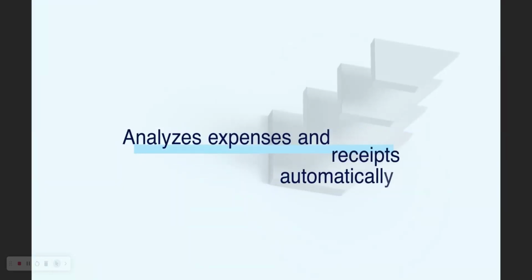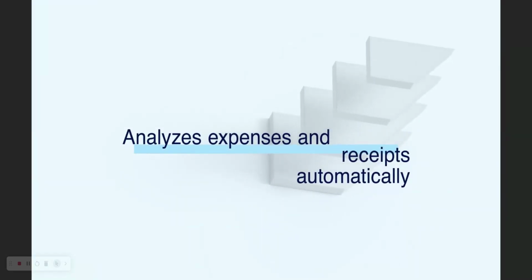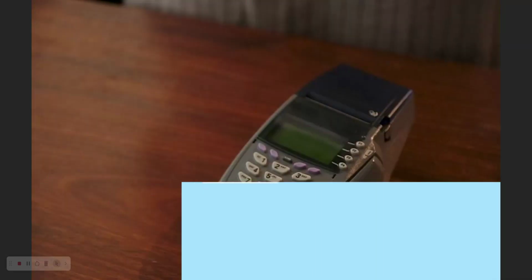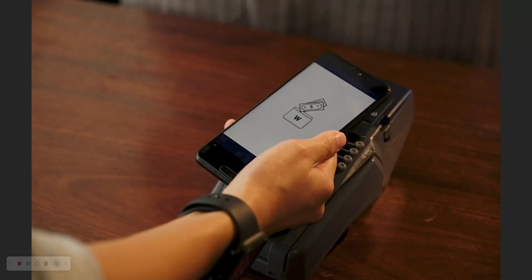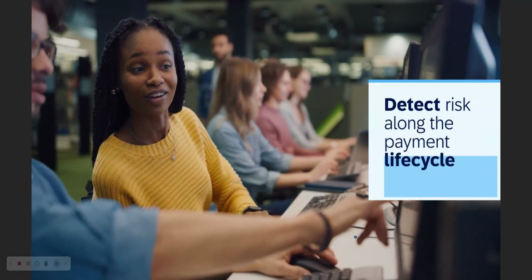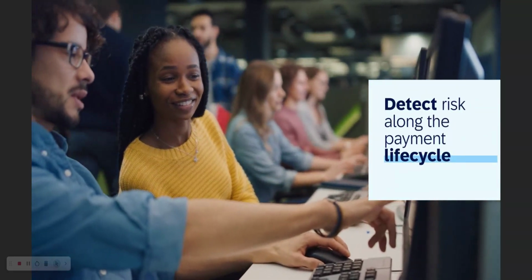Enjoy a simplified process. Concur Detect integrates with Concur Expense to analyze 100% of expense reports automatically. Validate receipts with multiple data points: amount, date, and vendor. Concur Detect helps detect risk along the payment lifecycle by identifying critical violations.